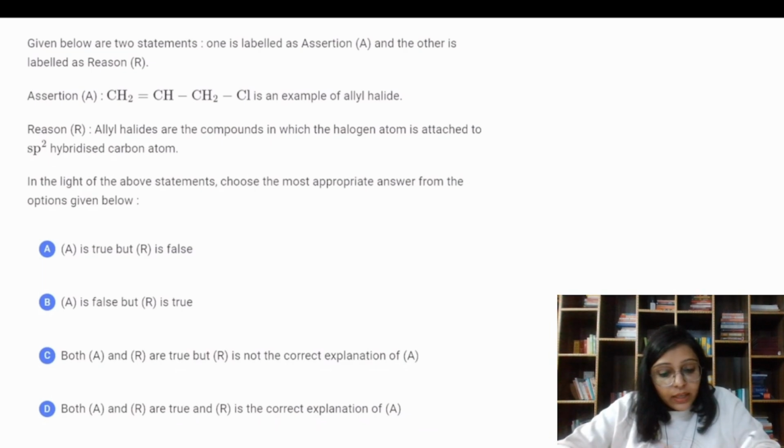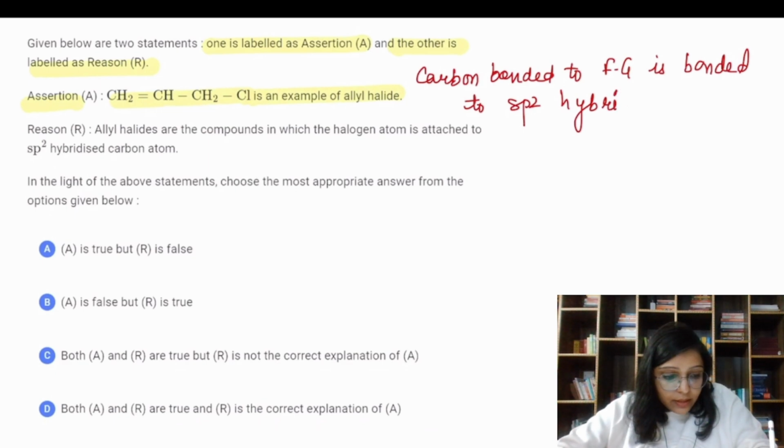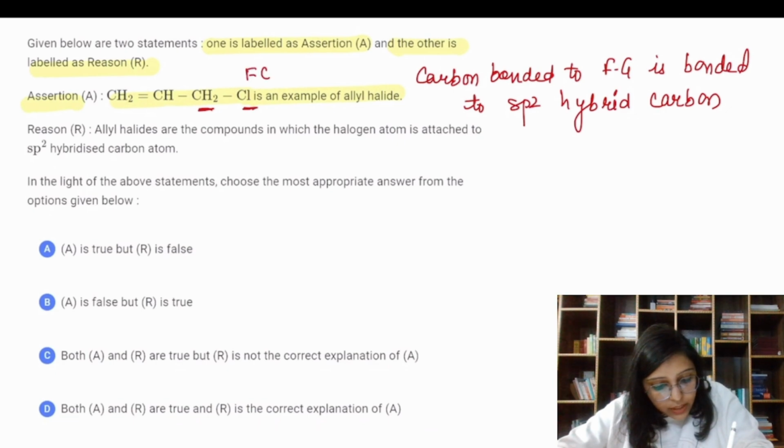Next question says, given below are two statements. One is labeled as assertion A and other labeled as reason R. So assertion A is CH2 double bond CH, CH2 Cl is an example of allylic halide. That is correct. What is allylic halide? Carbon bonded to functional group is bonded to sp2 hybrid carbon. So A is true. So assertion A, it is true.